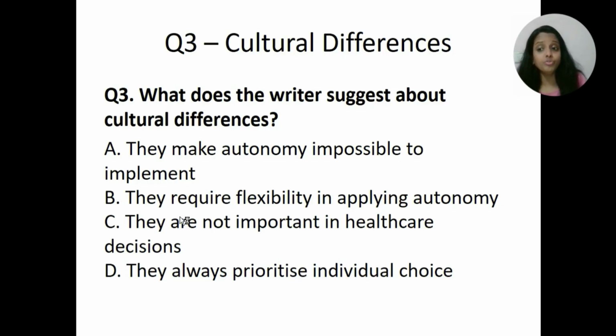Now I have to recheck by eliminating others. Let me check that. For the first one, A, they make autonomy impossible. Again, the word impossible, extreme. No. And option C, not important. So it's actually given as important in the paragraph if you see. So this is again the opposite way. So this is also incorrect. Prioritize individual choice. No, this is again incorrect.